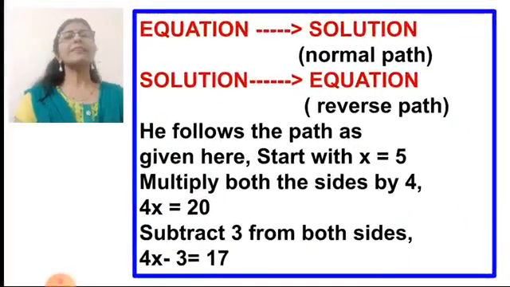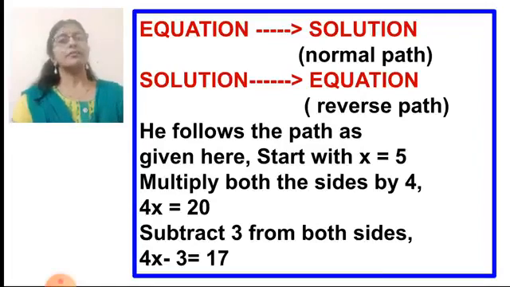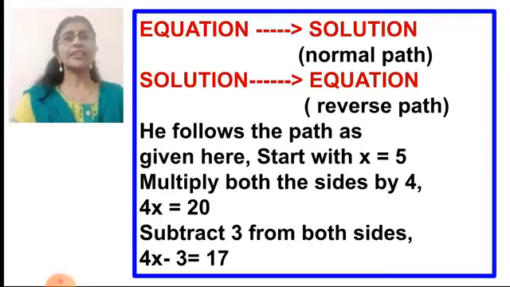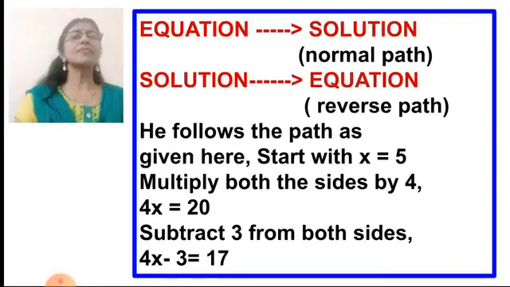Now normally when we solve an equation, we get the solution, which is called the normal path. But if you want to form an equation from a solution, then it is called a reverse path. And Arun follows the reverse path as given here. He starts with x equal to 5.